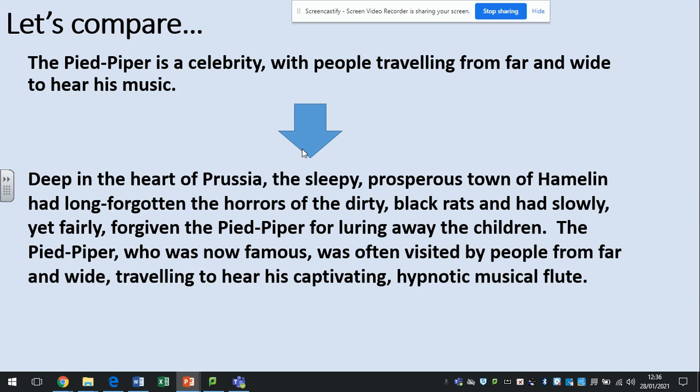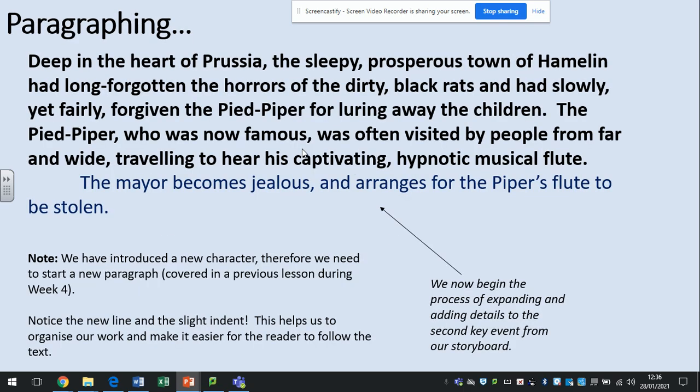Mix them up. Look at your sentence type posters to help you with that process. So the next bit is to remember paragraphing. And I know that we did a lesson on that. I think it was in the first pack that went home. It could have been the second pack.